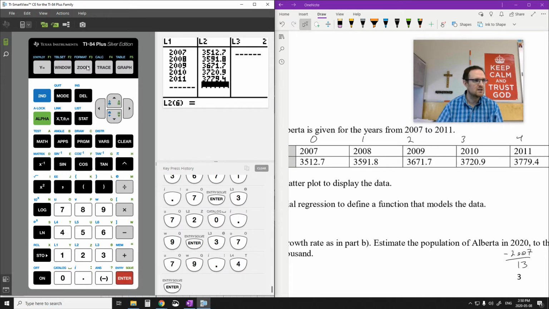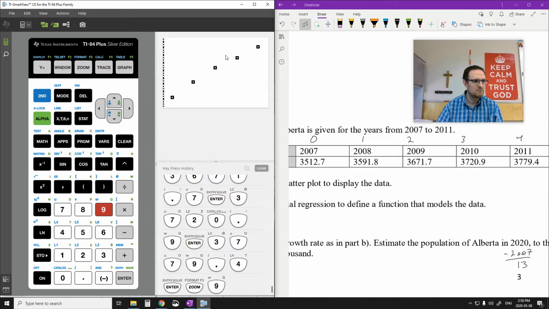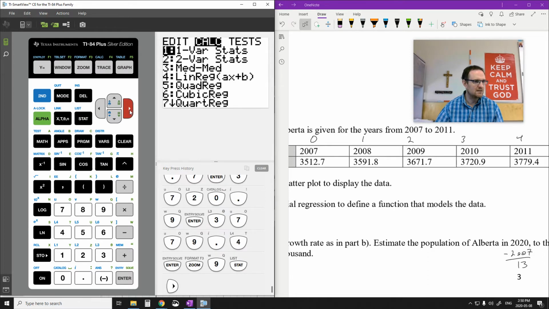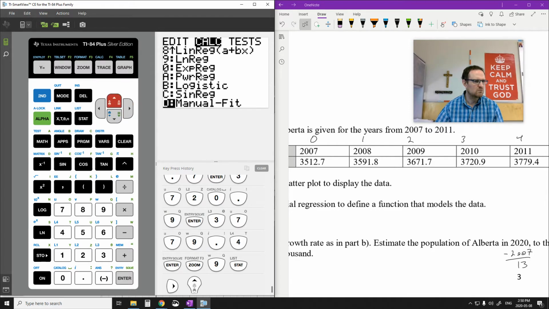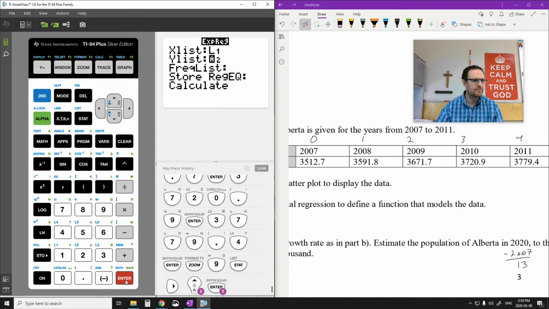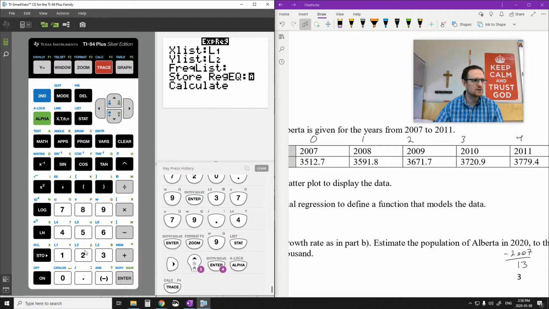Looks pretty good. I'm going to go zoom number 9. There's my data. I can't tell if it's exponential or not. It looks like it's kind of decaying just a little bit. Now, let's see if this data is proper. So let's go stat, calc, exponential regression, because that's what they want. I'm going to store this into y1 and hit calculate.